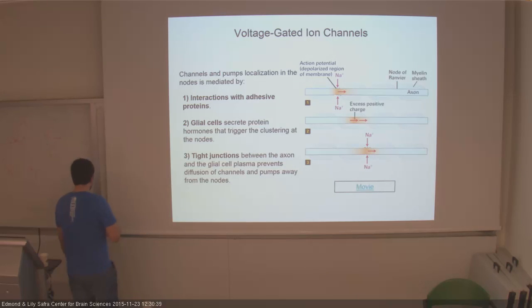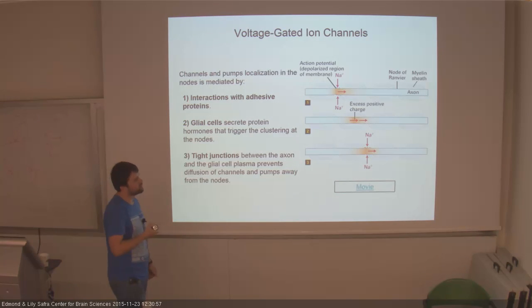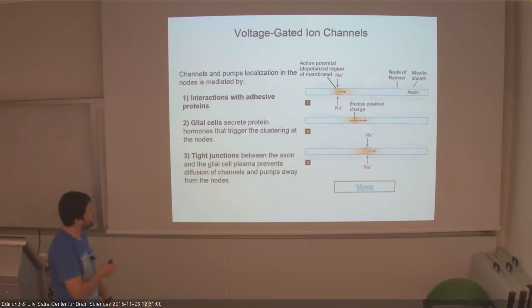And specifically, in a lot of the axons in the body, especially in the peripheral nervous system, we have myelin sheaths covering the axons. With these myelin sheaths, we have a structure called the node of Ranvier. And specifically in this node of Ranvier, we have an extremely high concentration of sodium channels. The reason for that is three major reasons. First, we have special adhesive proteins, intracellular adhesive proteins and also extracellular adhesive proteins, that cause the channels to cluster around this region.